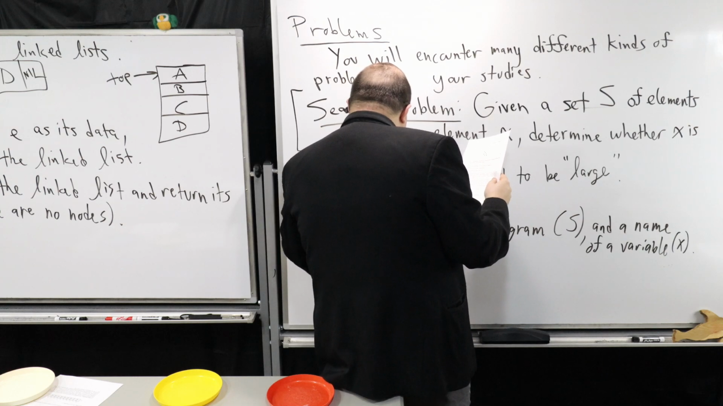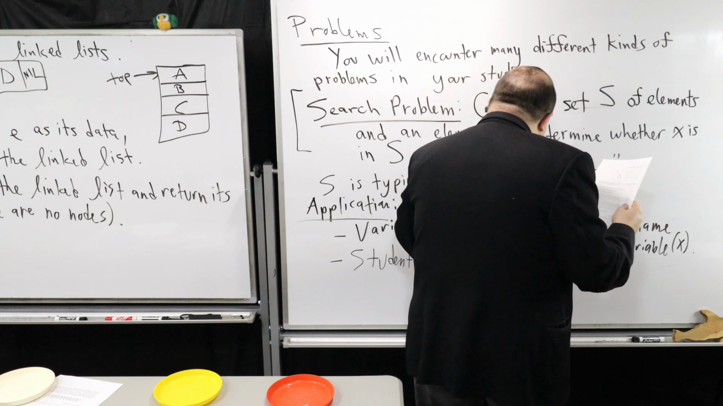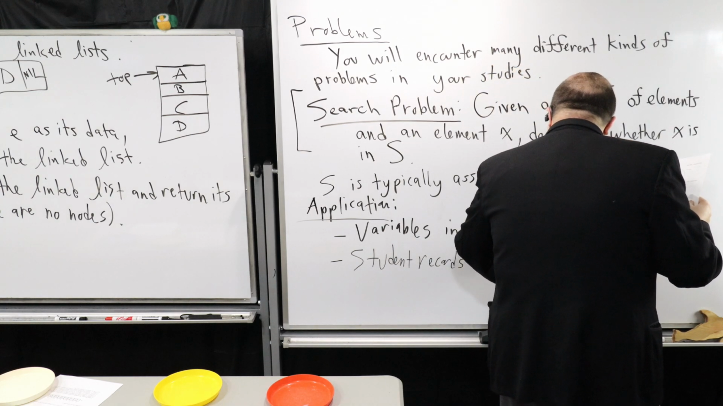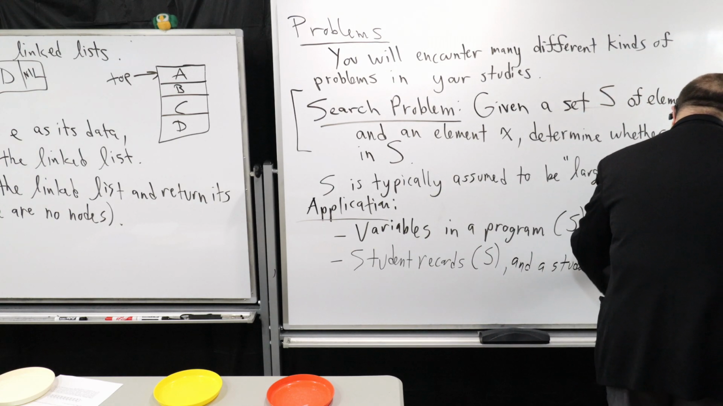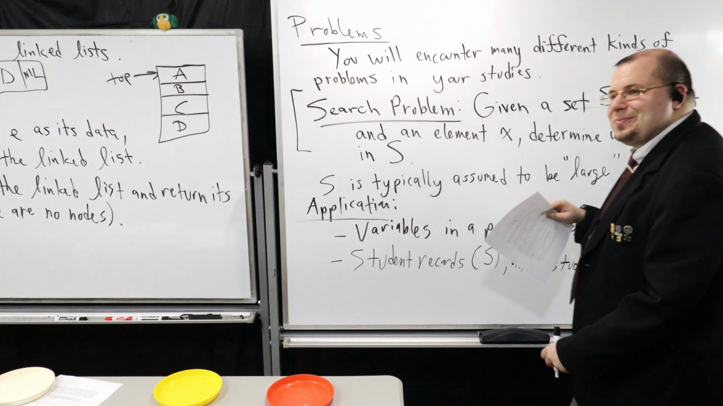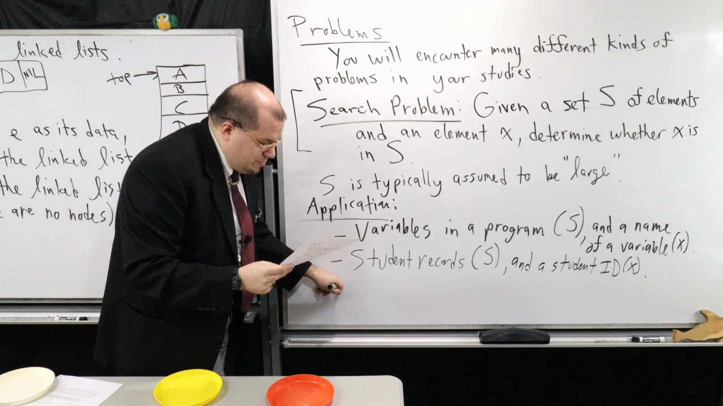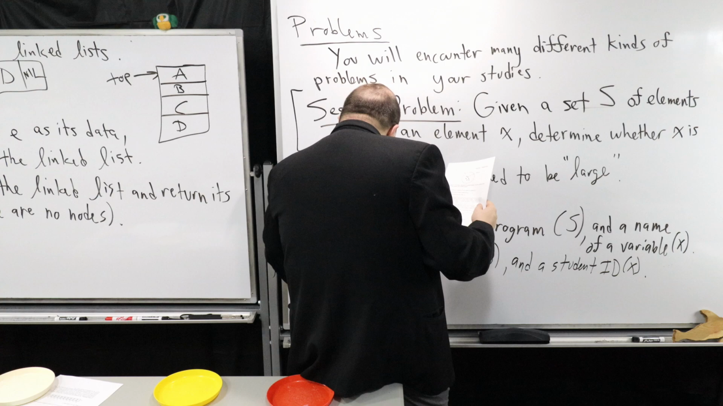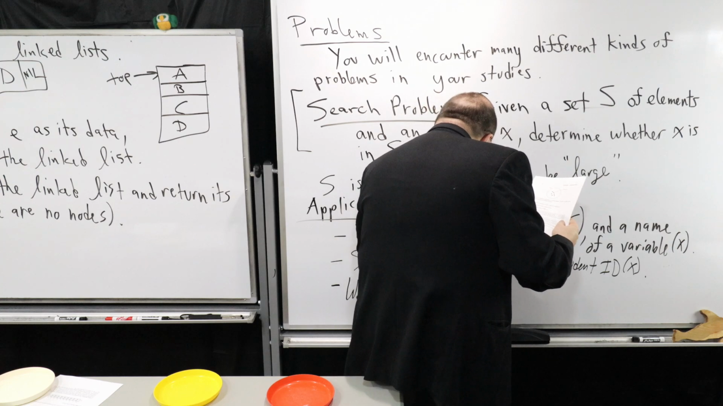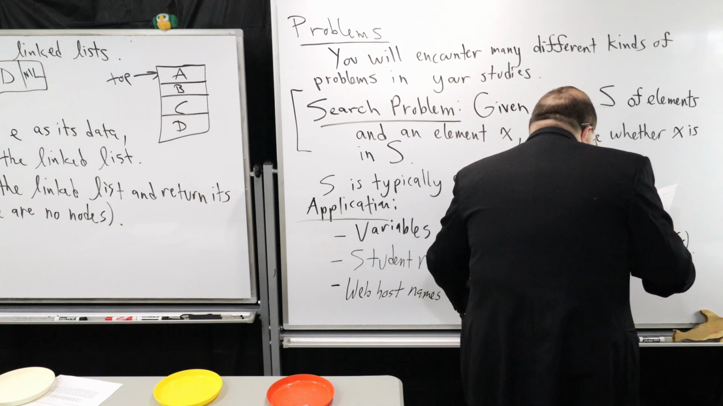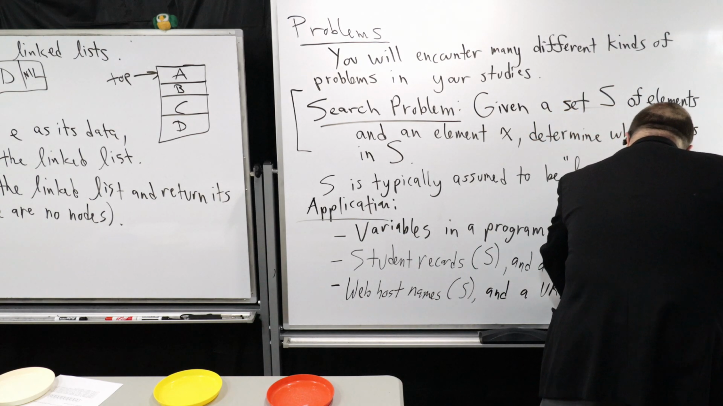Imagine I have student records. You can imagine I have a whole bunch of student records. You can think of that as S, and a student ID, which you can think of as X. Likewise, you can even think of things in maybe an online application. For example, you can think of web host names, which you can think of as S, and a URL, which you can think of as X.